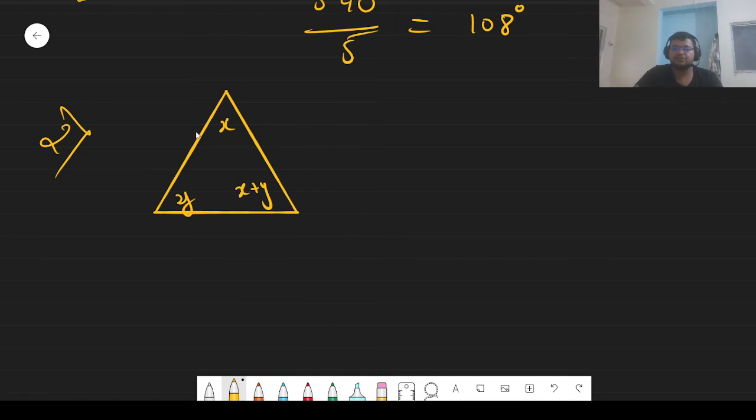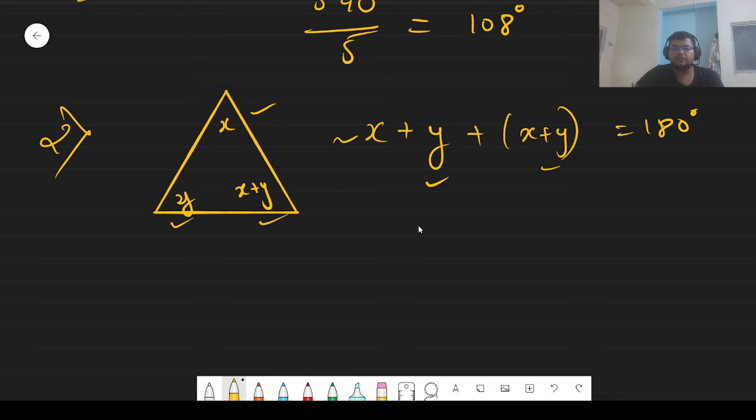form one equation, that is, the sum of the interior angles of a triangle is 180. So x plus y plus x plus y. Basically we are summing up these angles: x, y, and x plus y equals 180 degrees. Therefore, 2 times x plus 2 times y equals 180 degrees. I can simplify it more by taking 2 common.